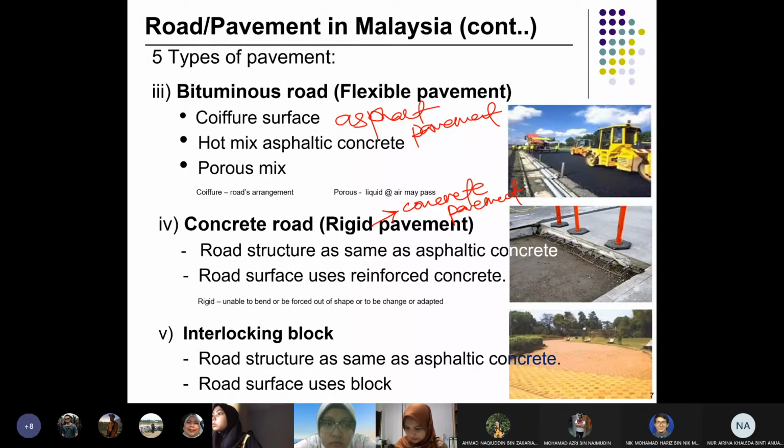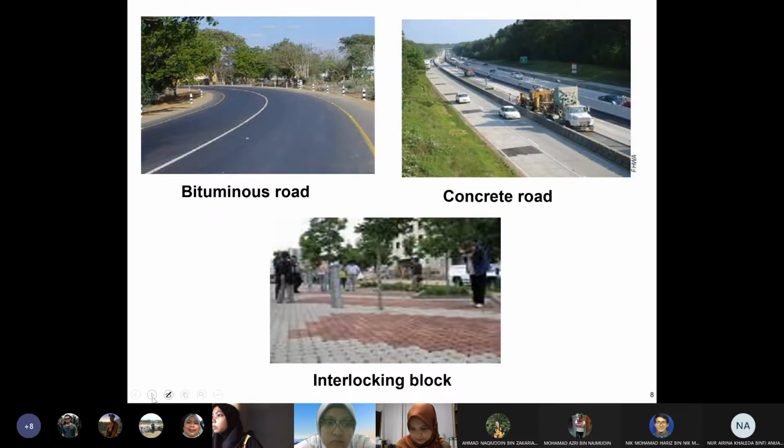Okay. There are actually altogether kalau you tengok di sini 5 jenis yang paling basic, right? But those yang lebih utama adalah bituminous and also concrete road. Okay. Bituminous. Kalau tengok nama yang dia guna pun dia ada kata bitumin di situ ya. Okay. Right, let's go to the next slide. This is bituminous road or asphalt pavement, concrete road.